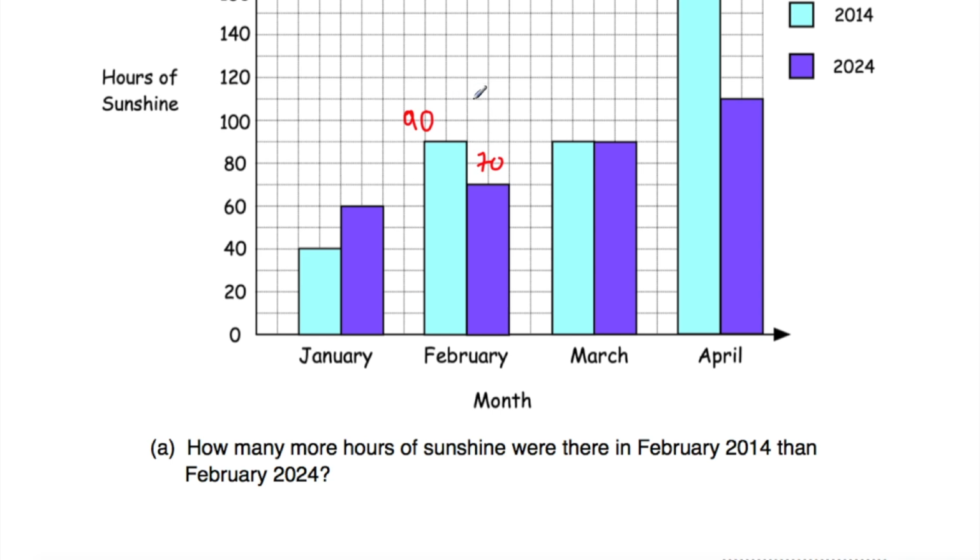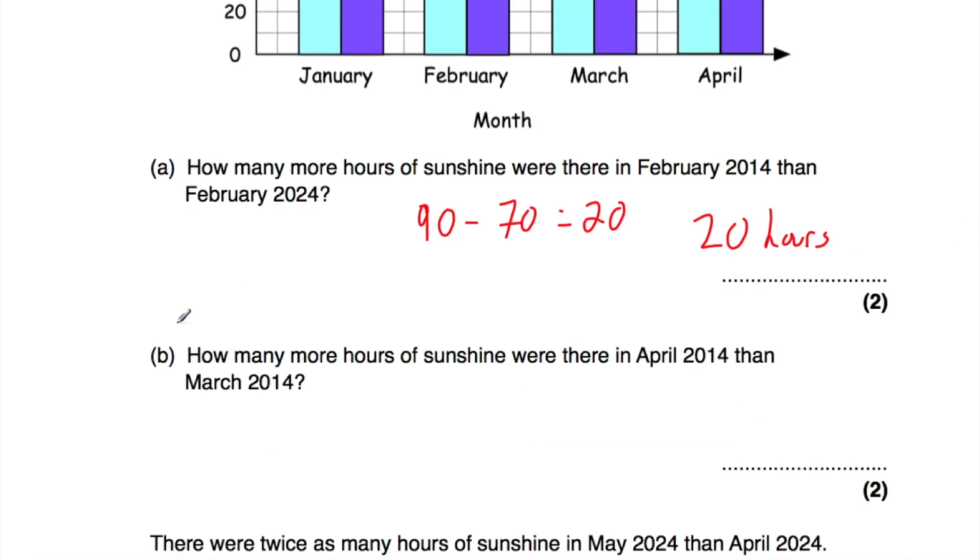So how many more hours of sunshine were there in February 2014 than February 2024? We'll do 90 take away 70 is equal to 20. So there's 20 more hours of sunshine in February 2014 than February 2024. Okay, and then part B.